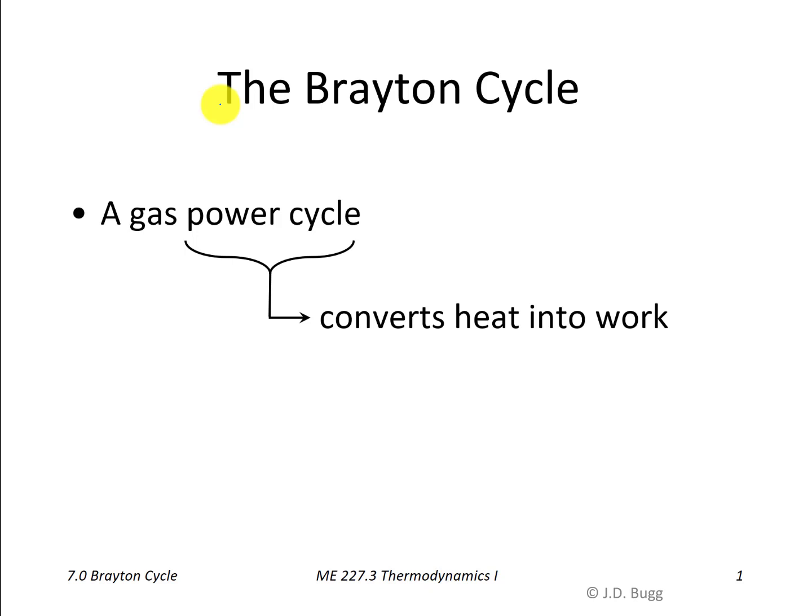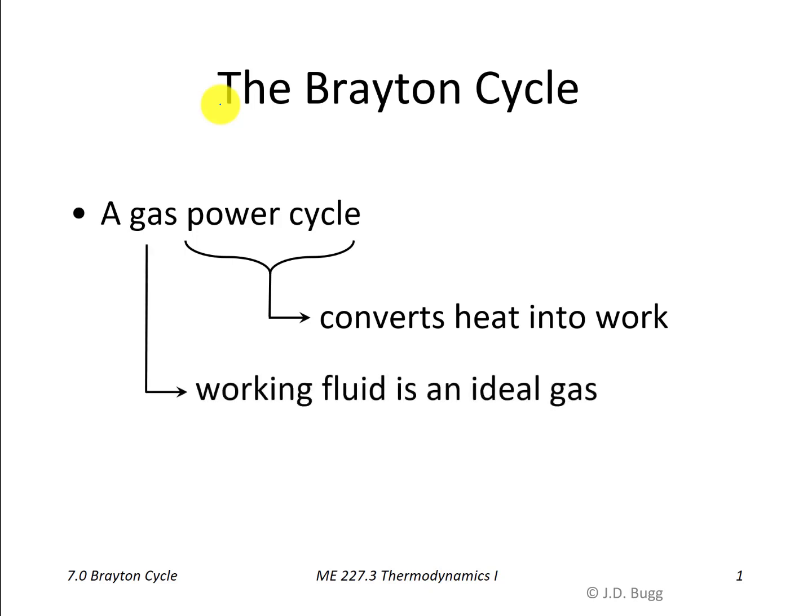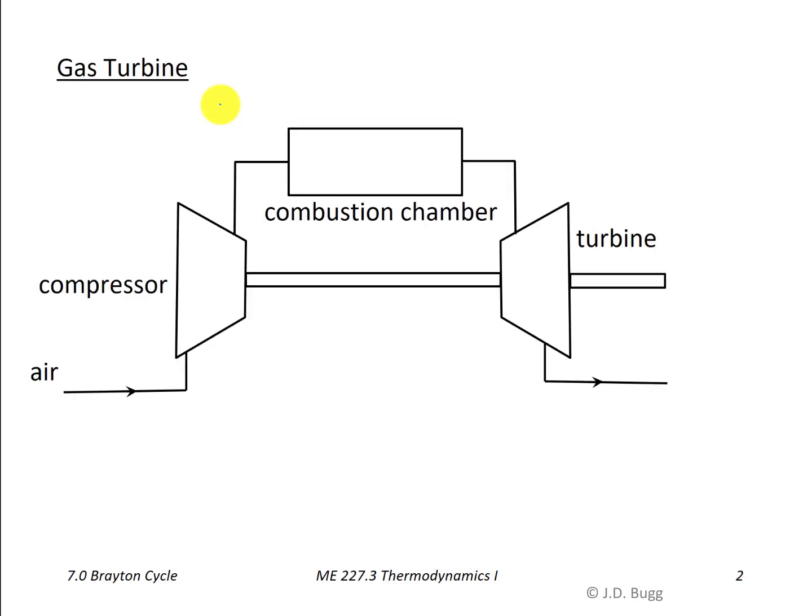So the Rankine cycle was a vapor power cycle. The Brayton cycle is a gas power cycle. So the main difference is that the working fluid is an ideal gas instead of water. Many of the components, as we're going to see, are very similar, but the working fluid is an ideal gas.